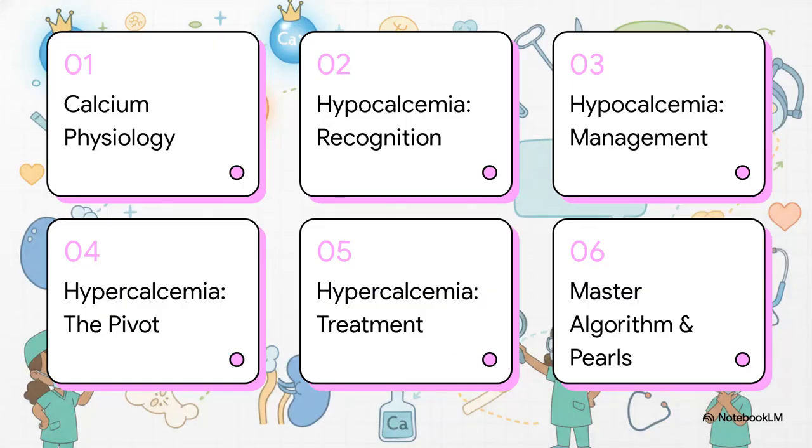We'll start with the basics of calcium. Then we'll dive deep into hypocalcemia, how to spot it, how to manage it. After that, we're going to pivot to hypercalcemia, and then at the end, we'll wrap it all up with a master algorithm and some super high-yield pearls. Think of it as our pre-op briefing before we scrub in.